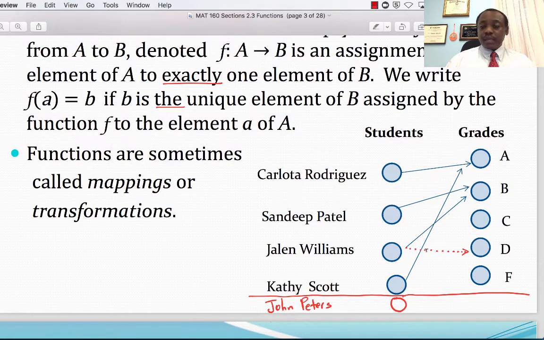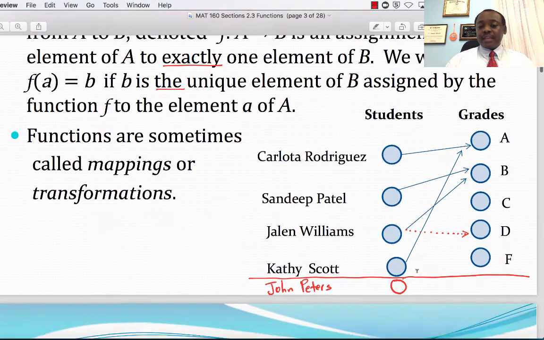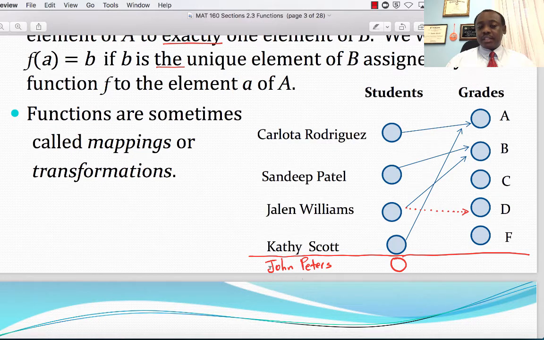Now, if you ignore that, and then maybe you add another person here, John Peters. John Peters is not mapped to any grade. That also will not make it a function. Sometimes we call functions mappings or transformations. When you take Math 215, linear algebra, we will talk some more about linear transformations.